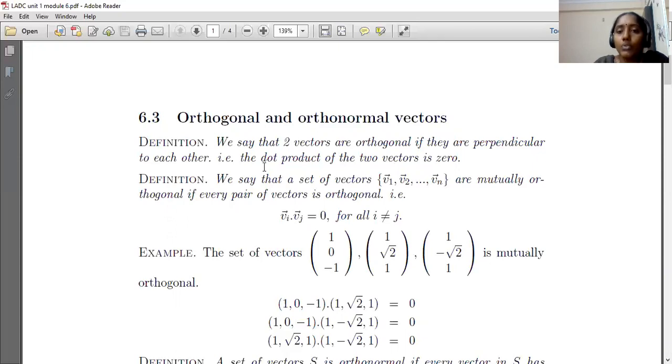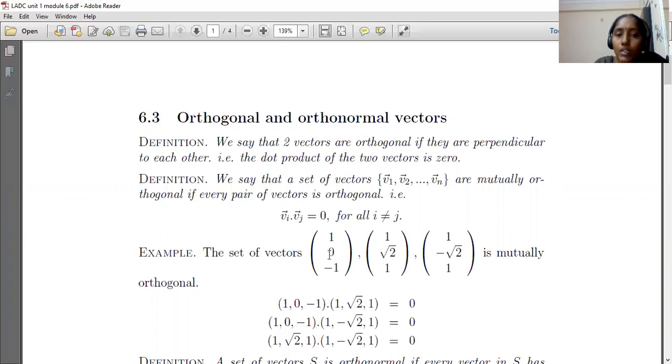That means if we consider v1, v2, v3 as a set of vectors, then v1 dot v2 is 0, v2 dot v3 is 0, v3 dot v1 is 0. Then each disjoint pair is orthogonal, and we say that the set of vectors is orthogonal to each other. Now the set is orthogonal. Now we go through an example.